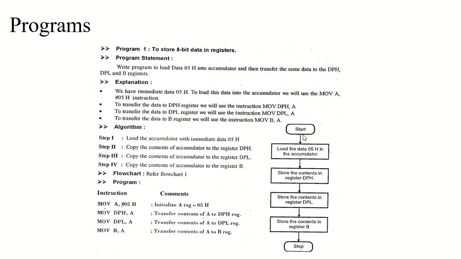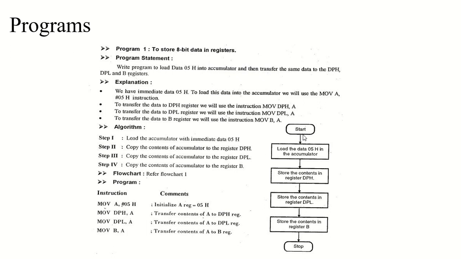So again same flow, and again the rectangular box, and we will mention the second step, store the content in register DPH. Then again as we are not changing our process, we will use same arrow and same rectangle, and we will mention the third step, to store the content in the register DPL. And then finally the fourth step, to store the content in register B, in a similar way. And then we will again use the oval shape, and we will write end or stop here.